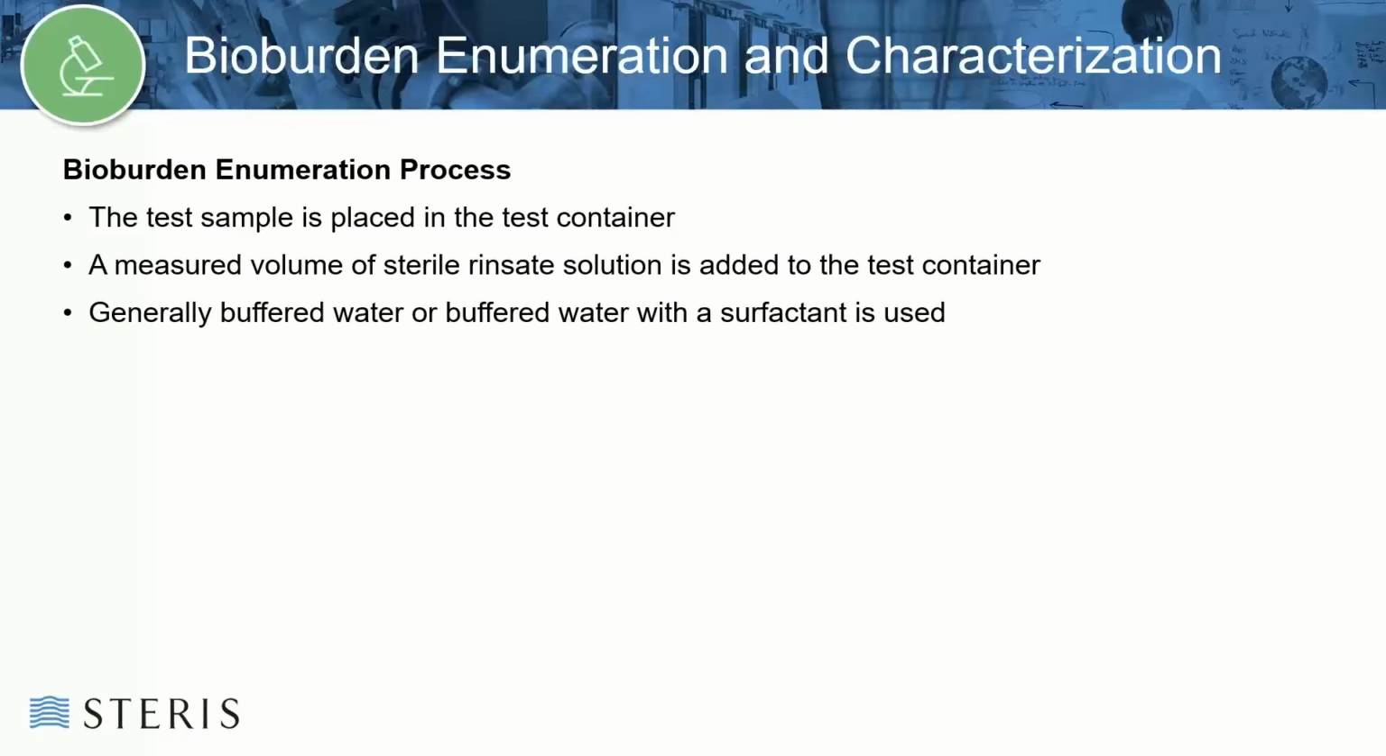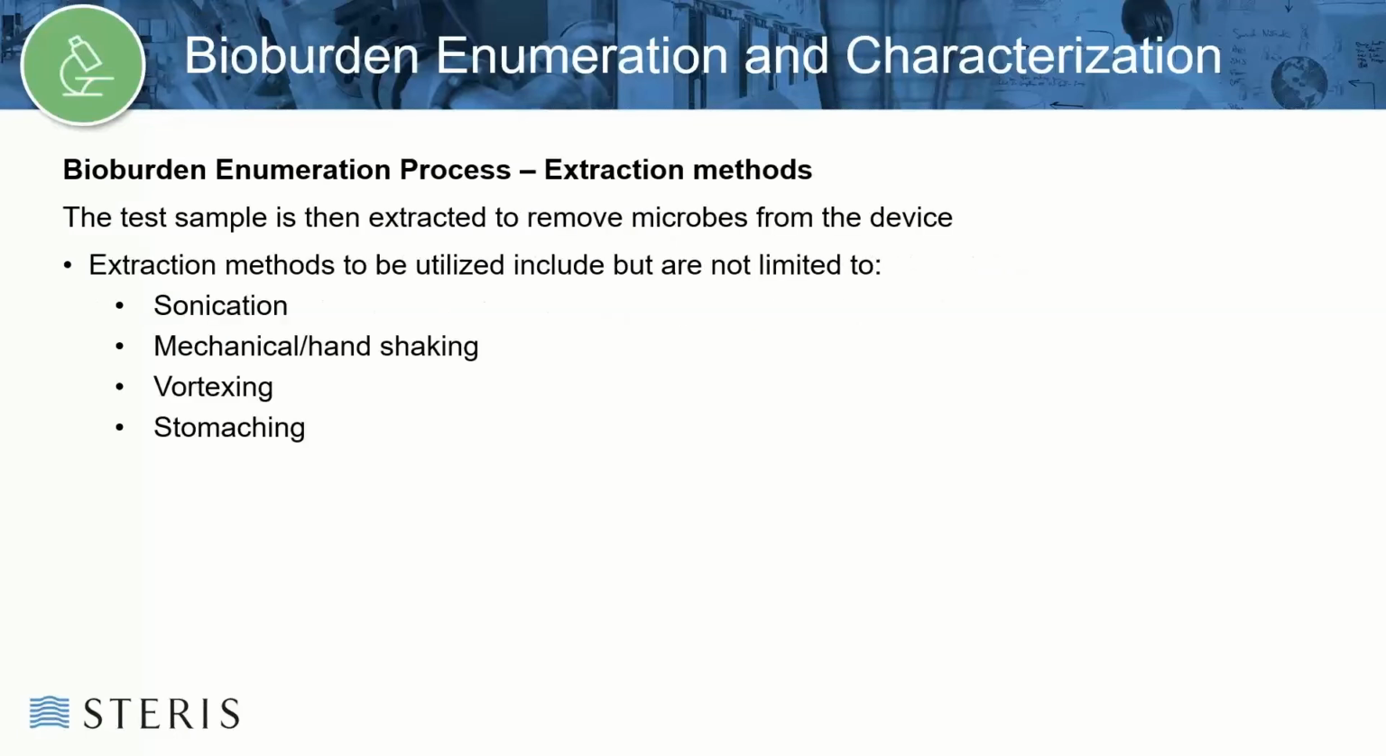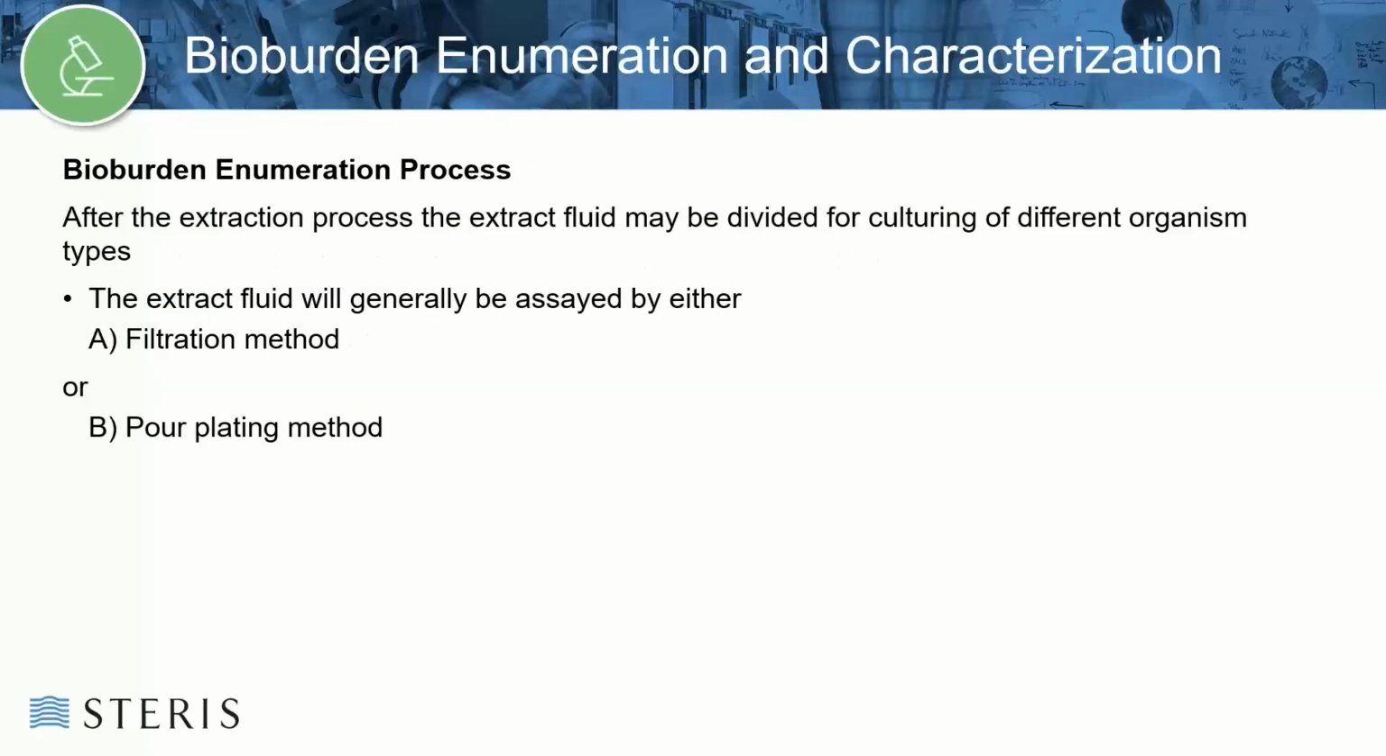Generally, suspension fluids such as buffered water or buffered water with a surfactant are used. To remove microbes from the device, the sample may then be extracted in a variety of methods or combination of methods based on the material rigidity and design. The extraction methods to be utilized could include, but are not limited to, sonication, mechanical shaking or hand shaking, vortexing, or stomaching. After the extraction process, the extraction fluid may be divided for culturing of different organism types.